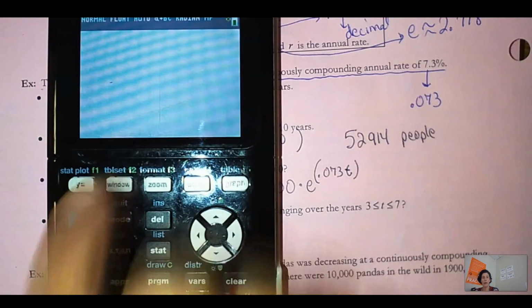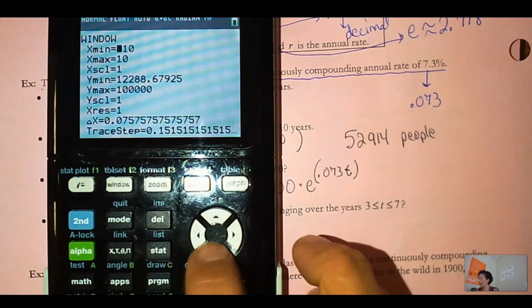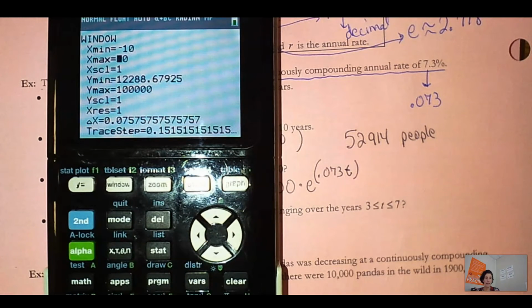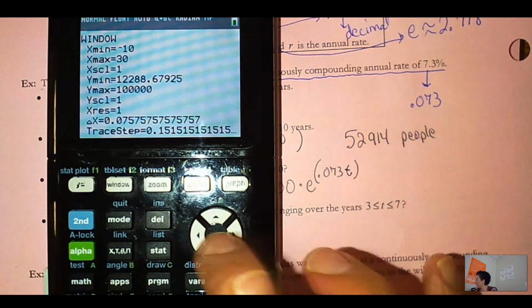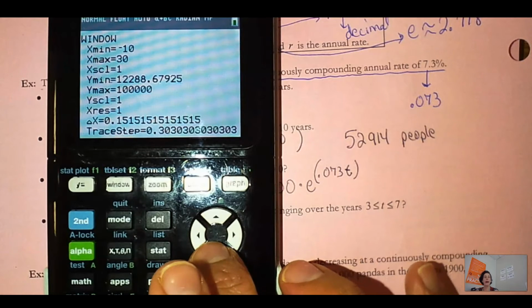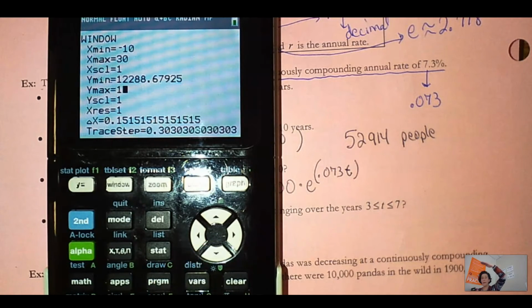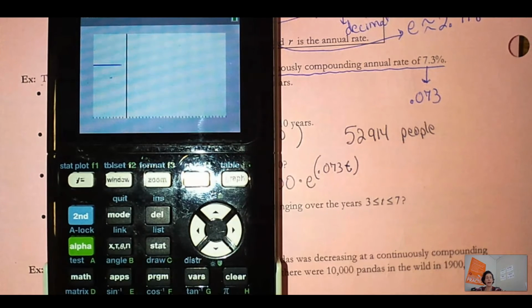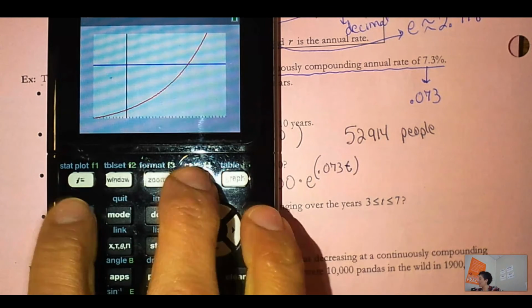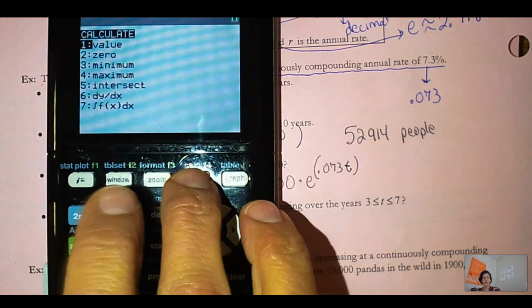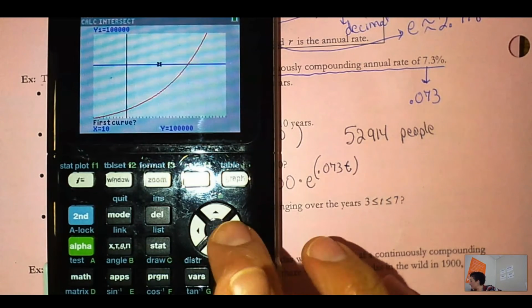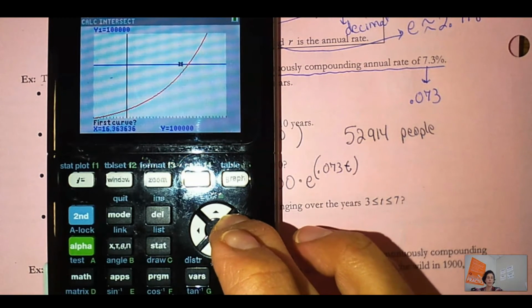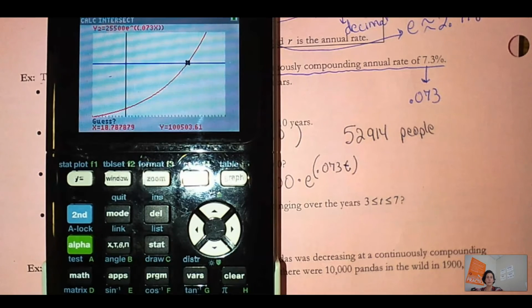So I need to go further right, and I would also like to go a little bit more up. So I'm going to press the window, and to go more right, I don't know how far. Maybe instead of 10, let's do 30. Maybe that's enough. And I need to go further up, because it's right at 100,000, so maybe I'll put 150,000 and make sure I get all my zeros this time. So now I'm going to hit graph. So there's the line of y equals 100,000, and here comes my curve. And now that I see where they meet, I can do my second trace and choose intersect. I'll just move that cursor over to where it is, and I'll hit enter 3 times.